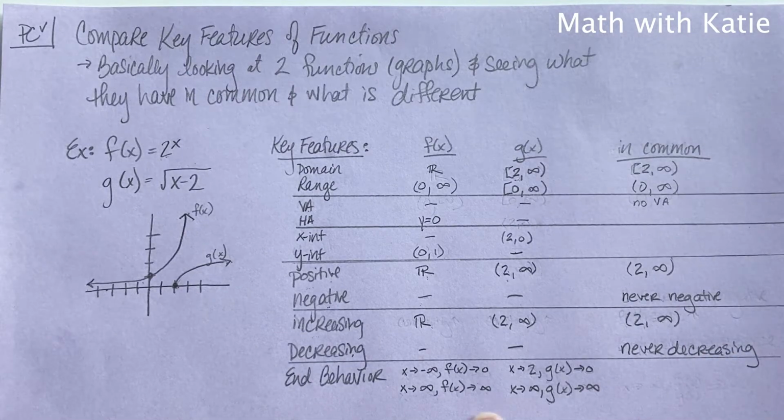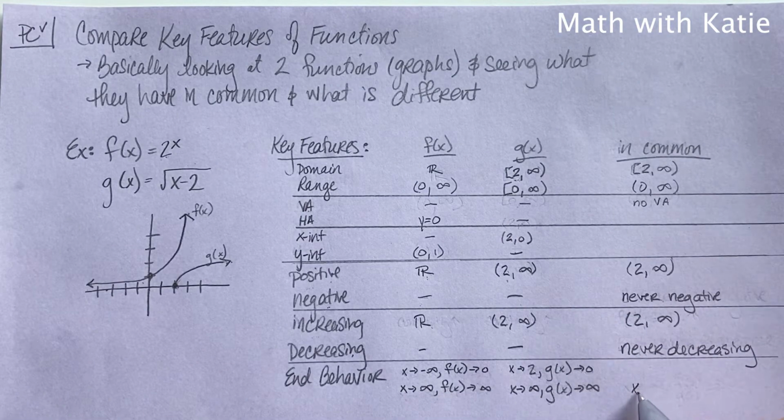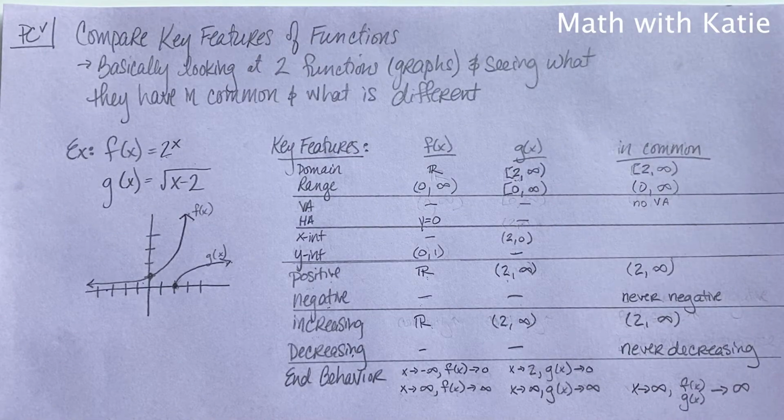Okay, and what in behavior do they have in common? Well, as x goes to negative infinity and x goes to 2, that is not the same. But here we have the same behavior as x goes to positive infinity: the y values, or the f of x and g of x, both go to positive infinity.